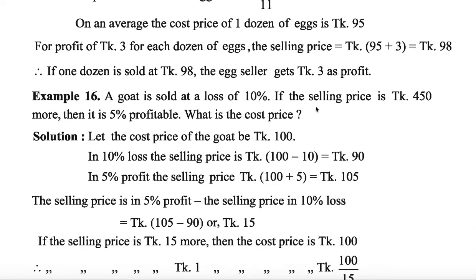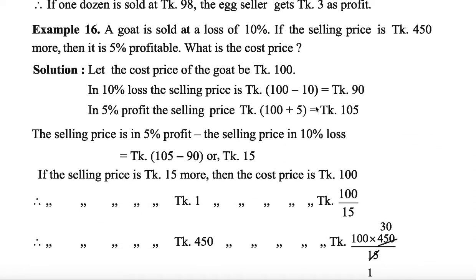Okay. A goat is sold at a loss of 10%. If the selling price is taka 450 more, then it is 5% profitable. What is the cost price? Now it is a 10% loss. Comparing to the cost price, the selling price is 0.9 times cost price, so you should form an equation like this: 0.9 or 90% of cost price is the selling price now.